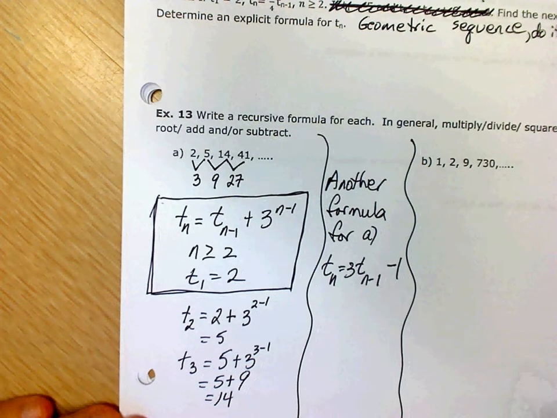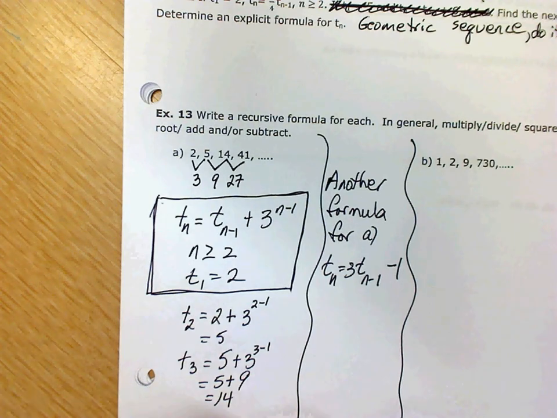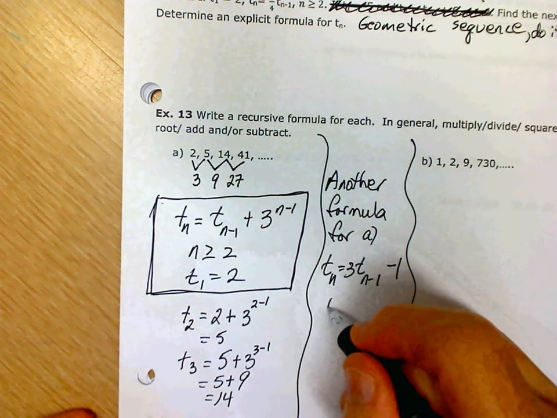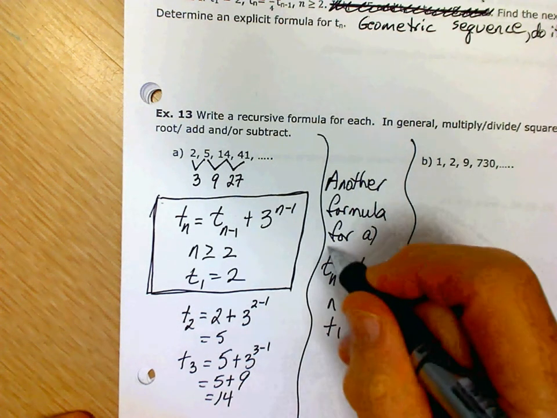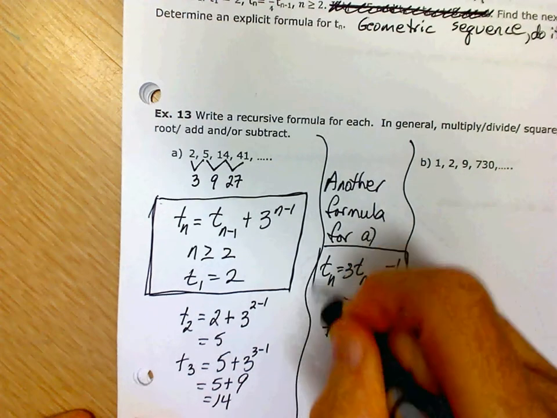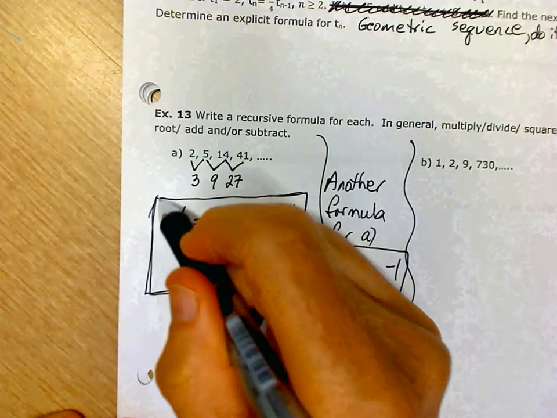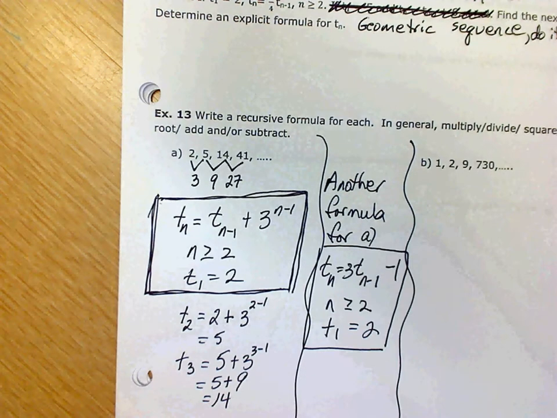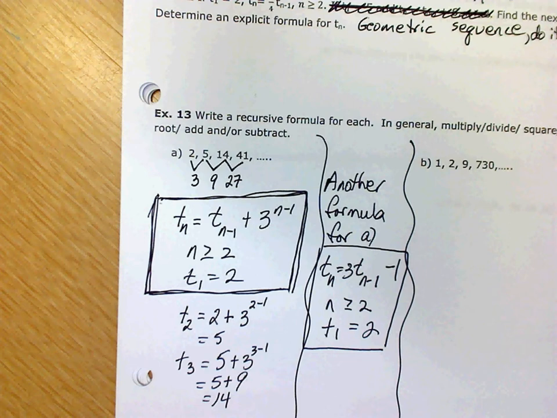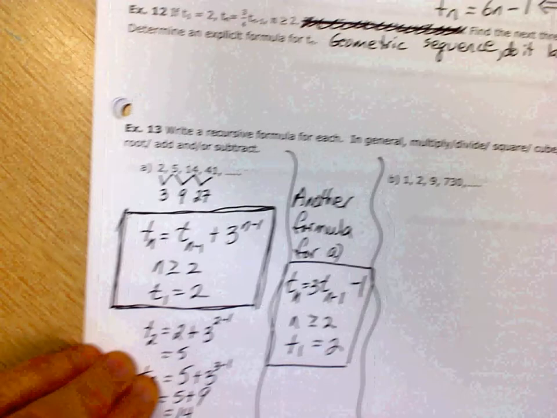It's hard, I know it's hard to see these patterns. So n is greater than or equal to 2, T1 equals 2. Remember, a recursive formula has 3 parts. You guys have any ideas for B?